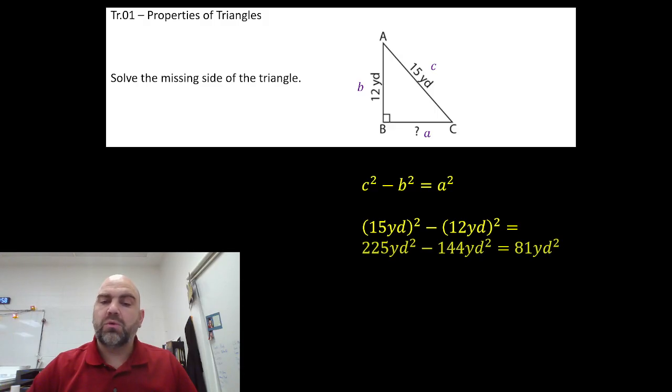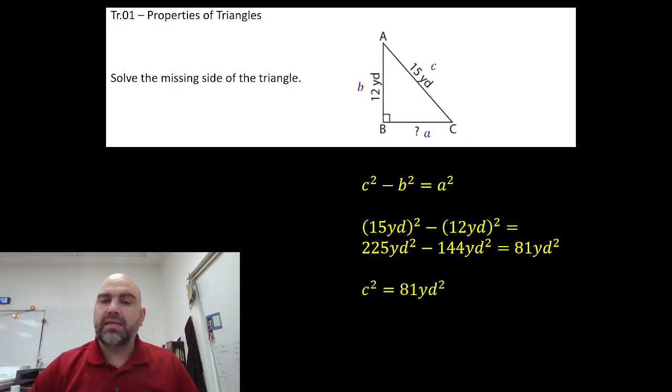Square both those numbers. We're going to get 225 and 144. Again, those are yards squared because we're squaring it. Once you square root it at the end, that's going to just become yards again. Subtract: 225 minus 144 is going to give us 81.